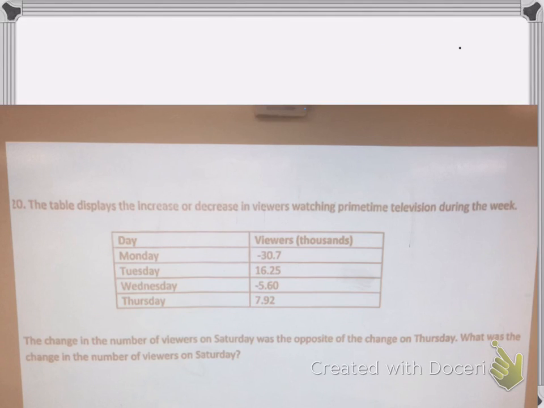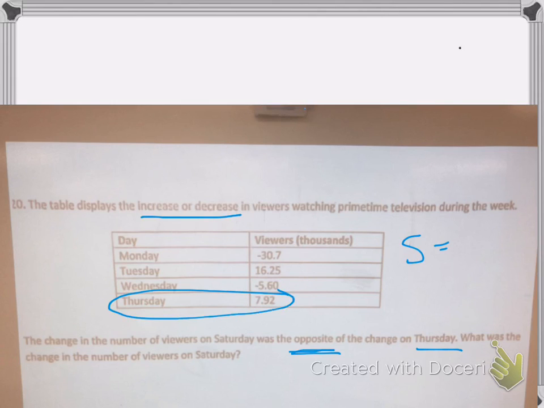All right, very last question. I know, 20 minutes in, but this 20 minutes will be well worth your watch. We've got a table. It displays increasing or decreasing in viewers watching primetime television. The change in the number of viewers on Saturday was the opposite. So we're trying to find Saturday, it looks like, of the change of Thursday. So Saturday's is the opposite of Thursday's.